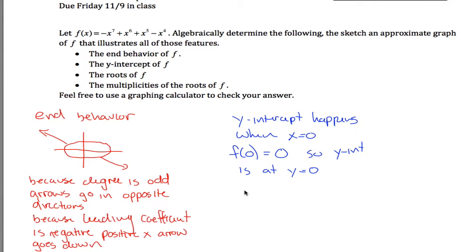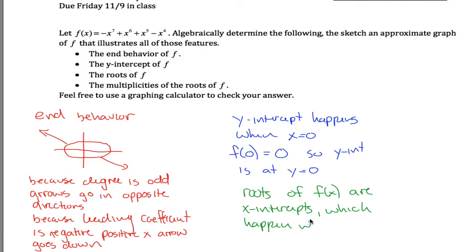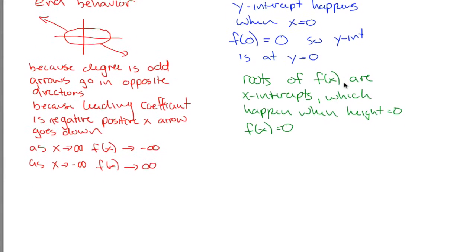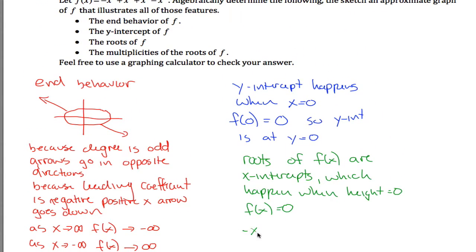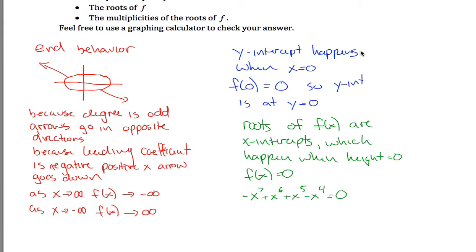Roots of f of x are just the x-intercepts, which happen when the height equals 0. So we want f of x to equal 0 and solve for x. Well, f of x is negative x to the 7th plus x to the 6th plus x to the 5th minus x to the 4th. So what we got to do is solve this equation.